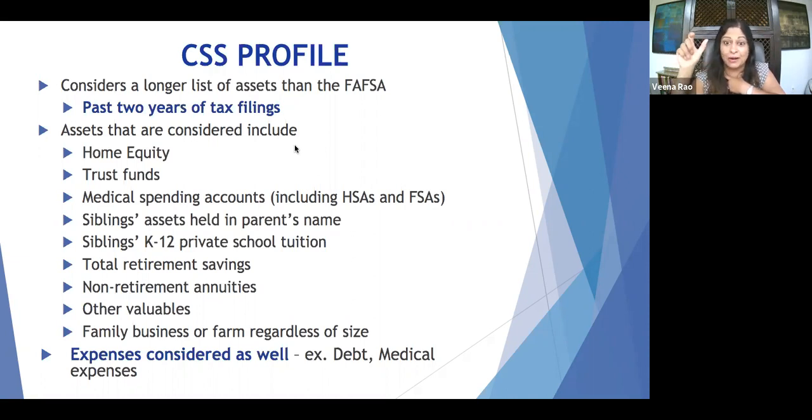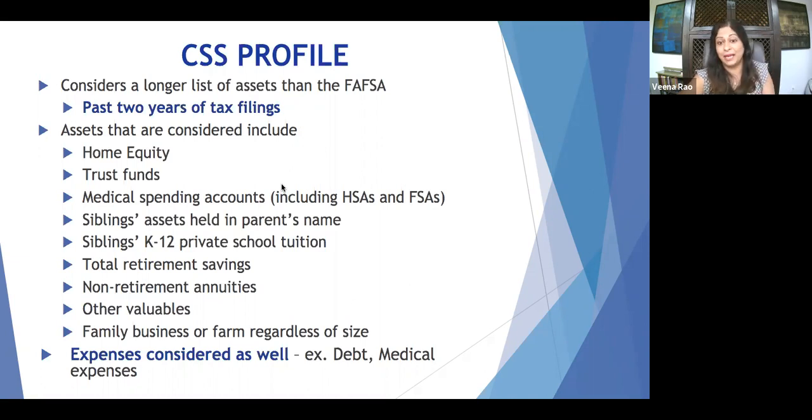The FAFSA had that limit where you need to report business income only if it has over 100 employees. Whereas with the CSS Profile, if you have a farm or a business, all of it is put into the application. But one of the most controversial parts of this application is the fact that they look at the equity in your home. What they do with that figure depends on the university. It varies between 1.2 to 2 times your family income that may be looked at in terms of home equity. But you have the ability to reach out to the financial aid offices at the universities you're applying to and explain that.